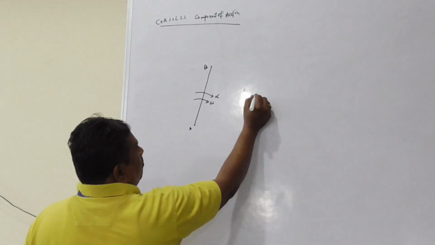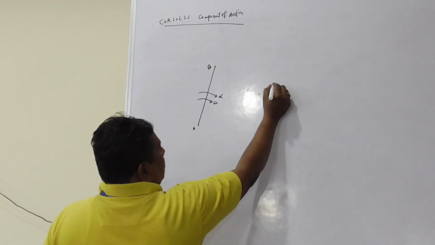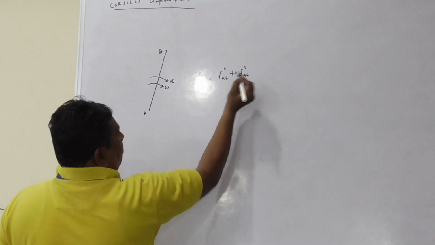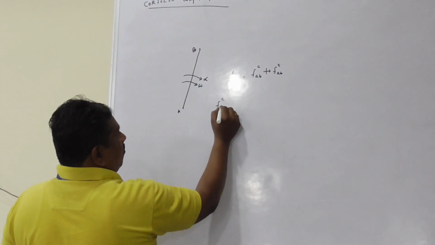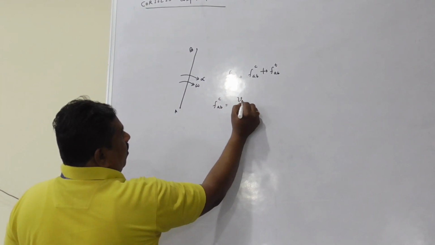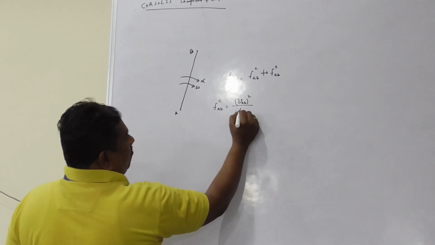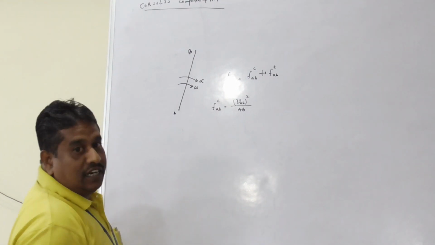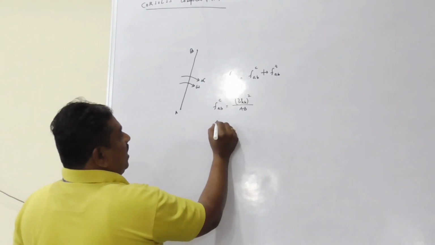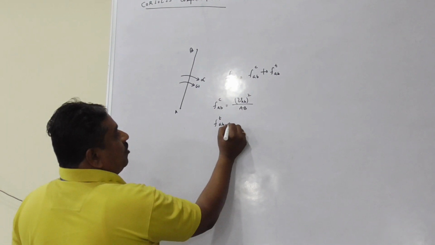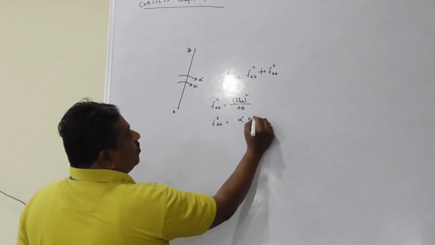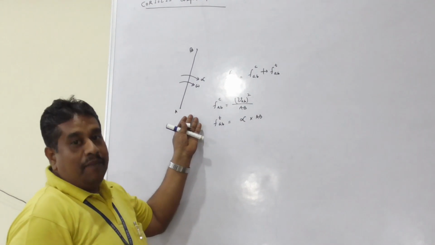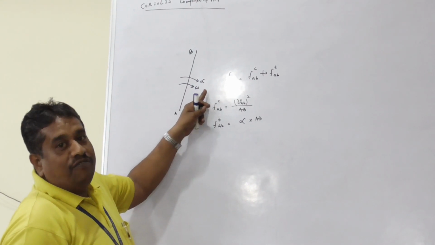Acceleration of A relative to B is the vector summation of the centripetal component of A relative to B and the tangential component of A relative to B, where the centripetal component of A relative to B is velocity of A relative to B squared by length AB, whose direction is parallel to the link and towards A. Similarly, the tangential component of A relative to B is alpha into length AB, whose direction is perpendicular to the link AB and is in accordance with alpha.